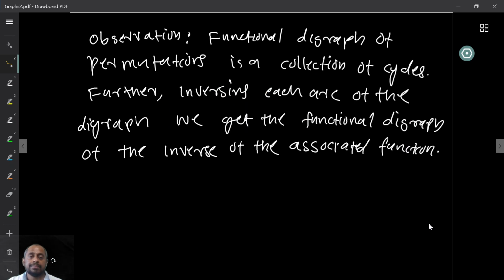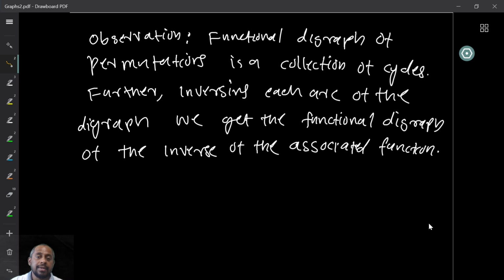Now, the observation is that the functional digraph of a permutation is a collection of cycles. This means that there are no vertices which are not part of cycles. All the vertices are cyclic vertices, and the functional digraph is basically a collection of cycles. There are no vertices feeding into the cycles, there is no outside vertex. Every vertex is part of some cycle.